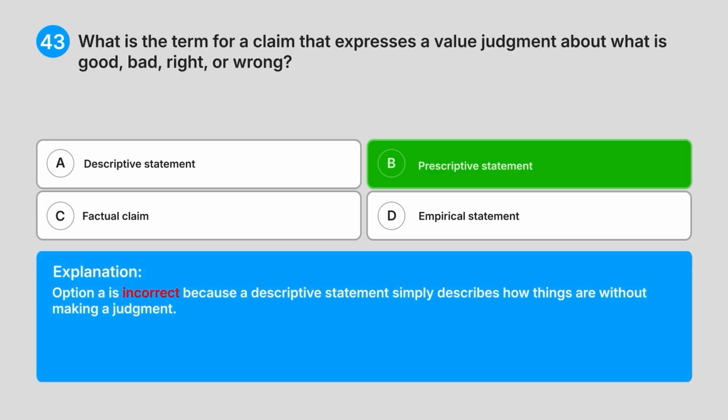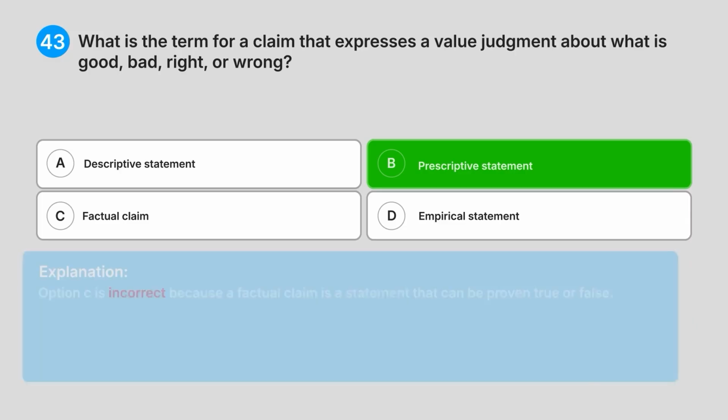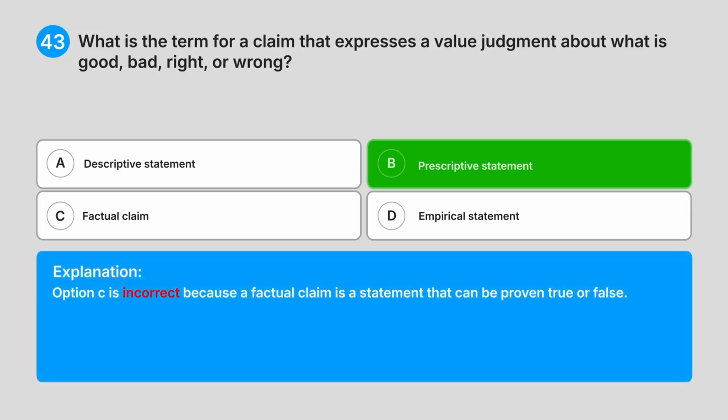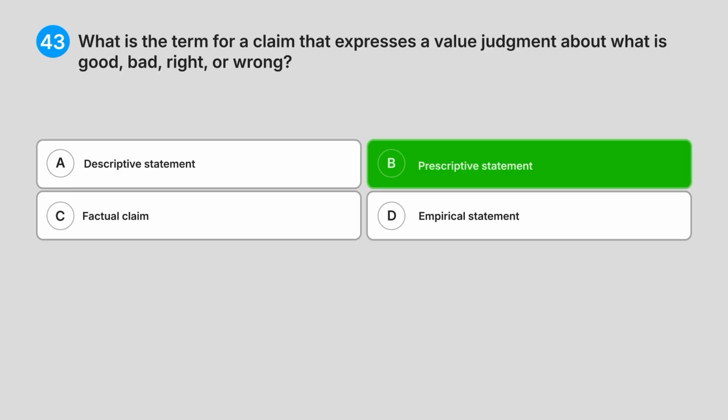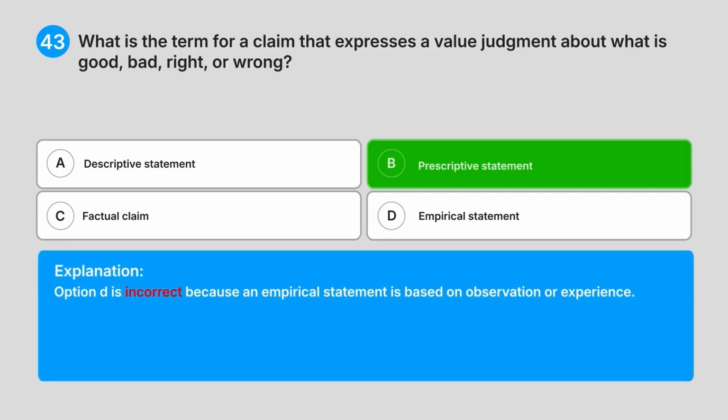Option A is incorrect because a descriptive statement simply describes how things are without making a judgment. Option C is incorrect because a factual claim is a statement that can be proven true or false. Option D is incorrect because an empirical statement is based on observation or experience.